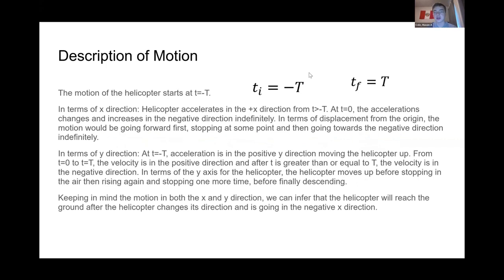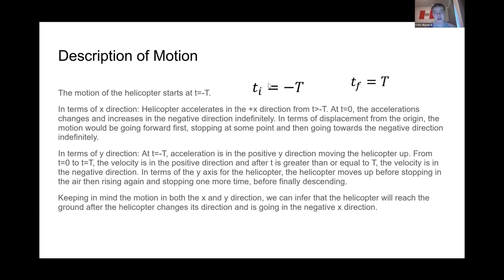All right, so for the description of motion, we were stated in the problem that the motion of the helicopter starts at little t equals negative capital T. So I describe this in two different forms, in terms of the x direction and in terms of the y direction, since if you think about it in a real world context, a helicopter will be moving up and forward or backward at the same time as well. So it makes sense that it moves in the x direction as well as the y direction.